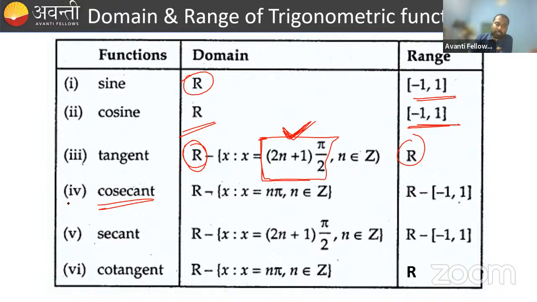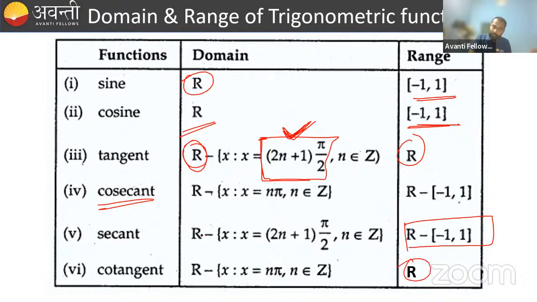Similarly, the domain of secant is R minus odd multiples of pi by 2, and the range is the same as cosecant. I hope you have covered all these things in class 11, because you have already completed trigonometry, right? Cotangent similarly: the domain of cotangent is R minus integral multiples of pi, and the range is R.